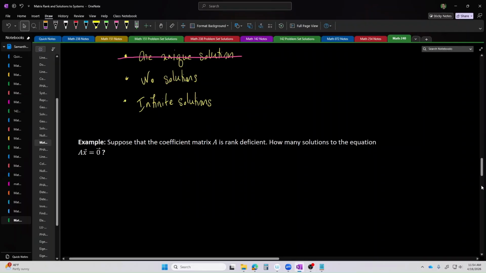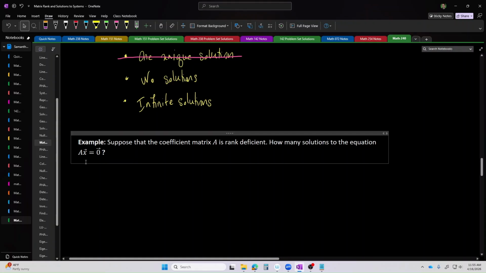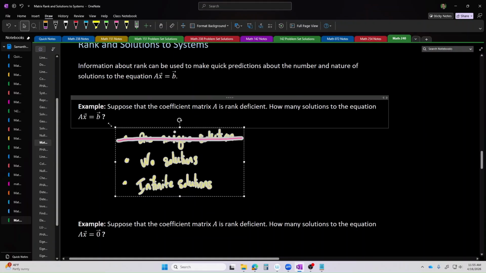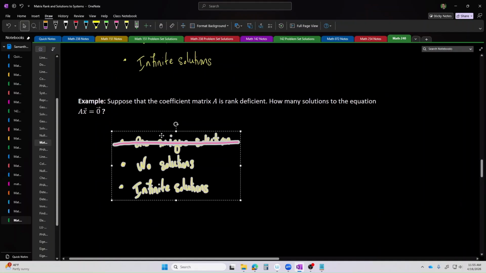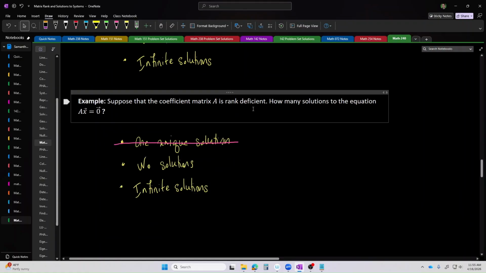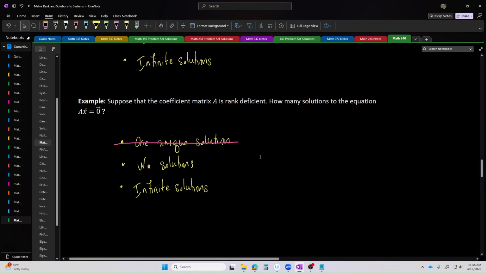Now suppose in particular we're dealing with a rank deficient coefficient matrix and we're trying to solve the matrix equation AX equals specifically 0 on the right hand side. If we're in a situation like this, what can we predict in terms of the solution set to this equation with a 0 on the right hand side? Now, remember, in general, when we're solving matrix equations, there are only 3 possibilities. There's the possibility of having a single unique solution to the equation. There's the possibility of having no solutions to the equation. And there's the possibility of having infinite solutions to the equation.